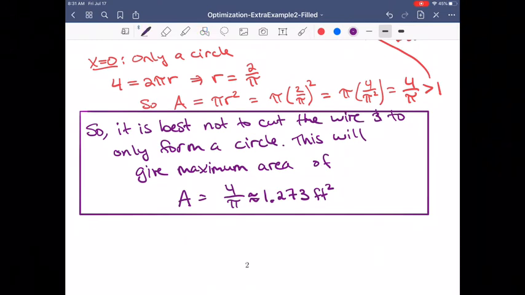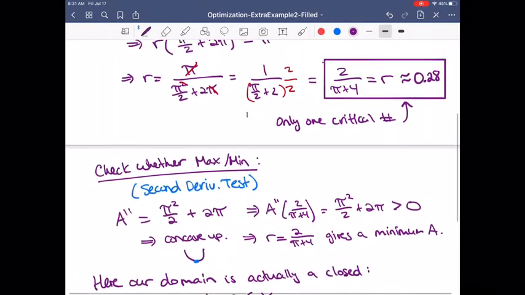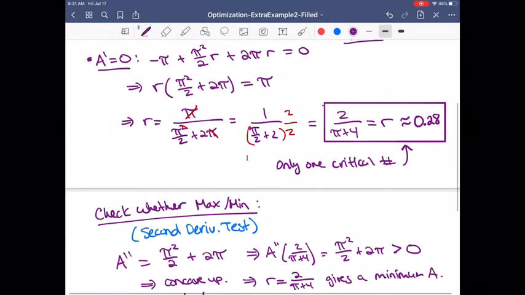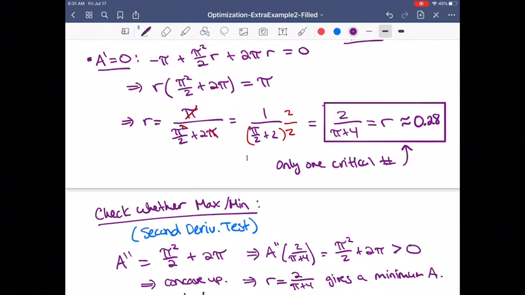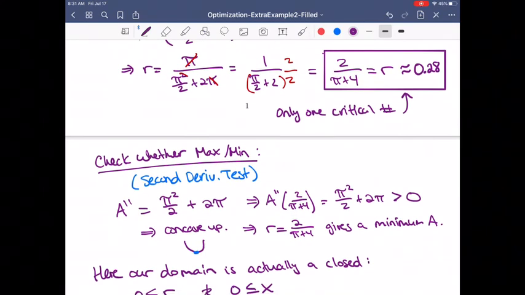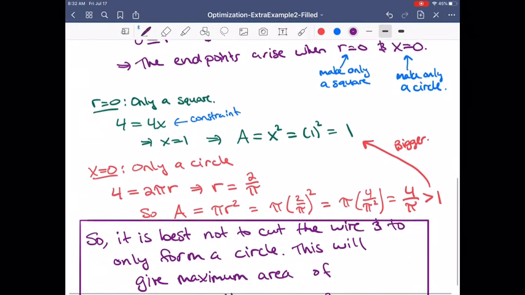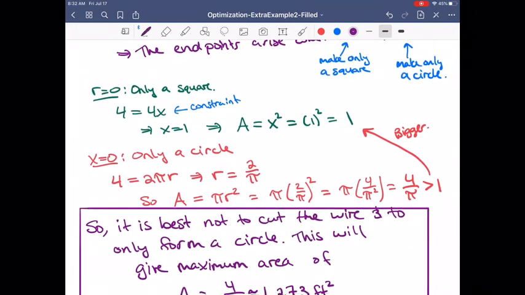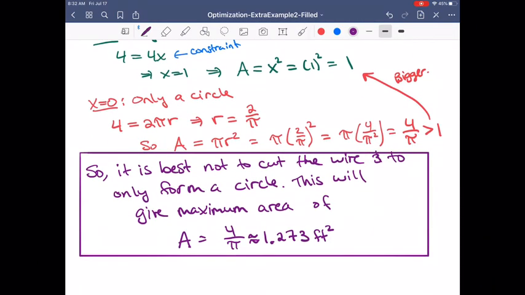So here's an example where we only found one critical number, like often happens actually, but it was the wrong one. This is why it's so important to check that you found the right critical number, because it can be a wrong one. It's not usually, but it can be, and if it is, then you need to think about what happens at the endpoints. Here we actually had closed endpoints. They meant that we only made one shape, so we just computed the area in each of those instances.